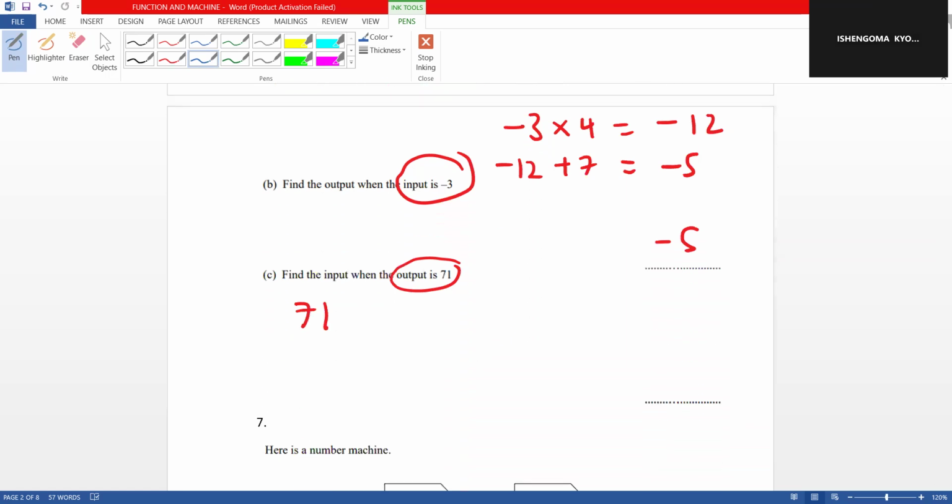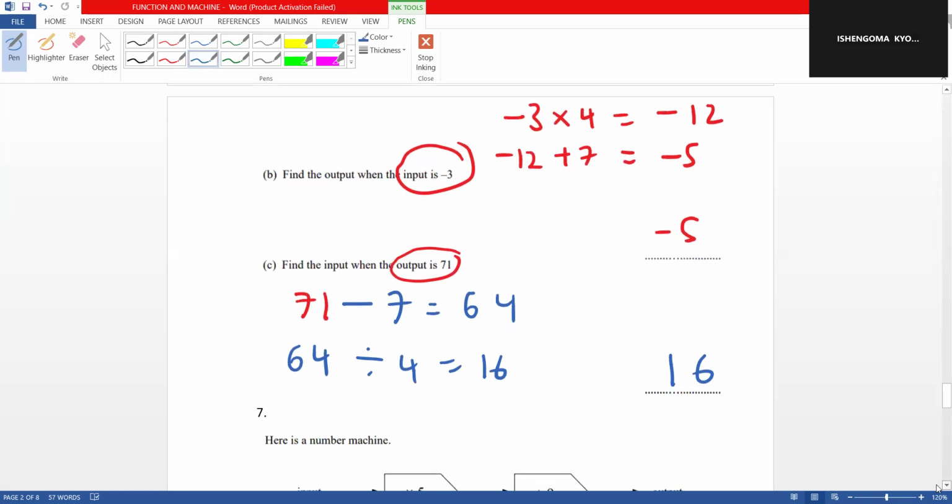So if my output is 71, I will do the opposite by minus 7, and I will get 64. Now it was times 4, so I will do divide by 4, and I get 16. Right.